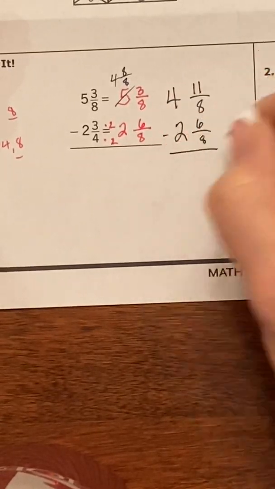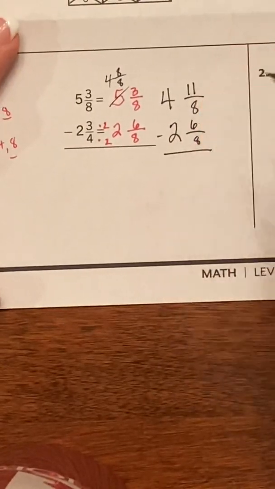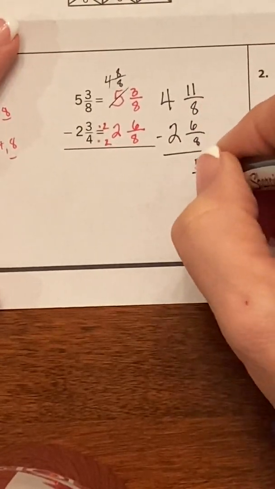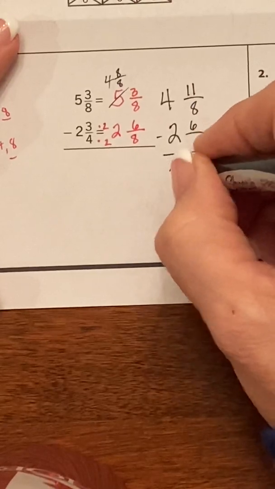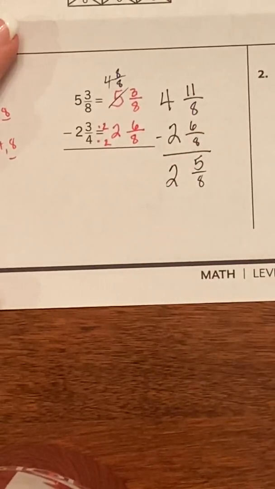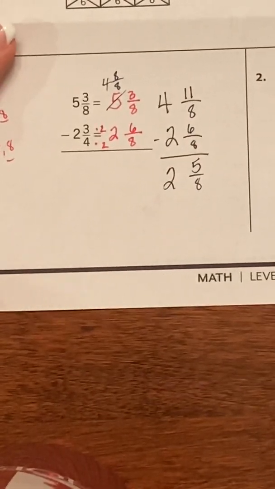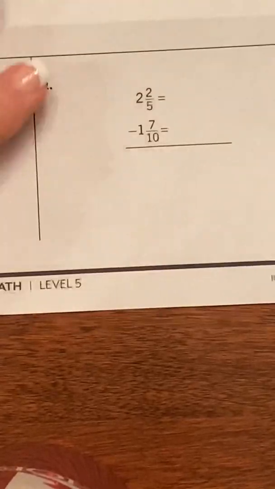And now we're going to actually do our subtraction. 11 minus 6 is 5 over 8. And 4 minus 2 is 2. I hope this is helping. All right, let's look at the next one.